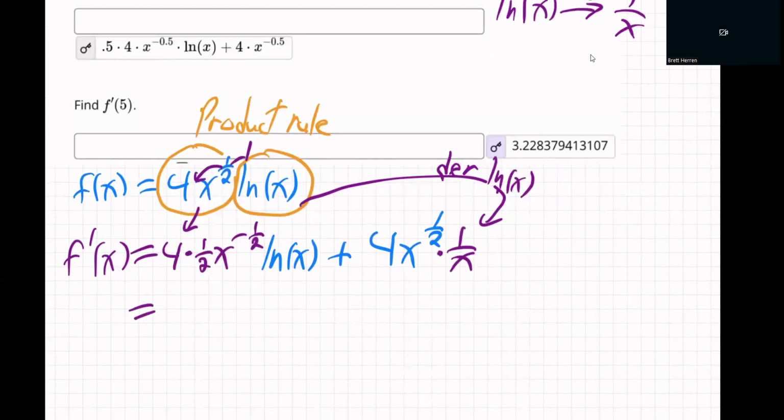Or you can clean it up. What's 4 times a half? That's 2. And again, I'm just going to leave this x to the minus half, whatever. Natural log x plus 4. Again, you could just type it in, or you could clean it up if you want.